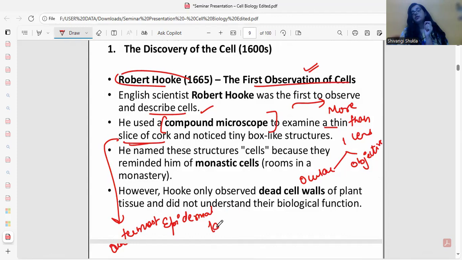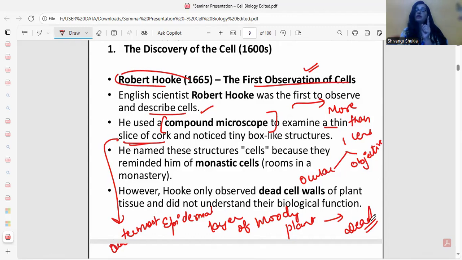The bark part, that structure is generally dead. So he was the one who noticed the dead cell for the first time. If they ask you who noticed the dead cell for the first time, you would answer Robert Hooke. But if they ask about the living cell, you will not write Robert Hooke. Hooke only observed dead cells. And when he observed dead cells, did he observe the nucleus? No, he didn't observe the nucleus.